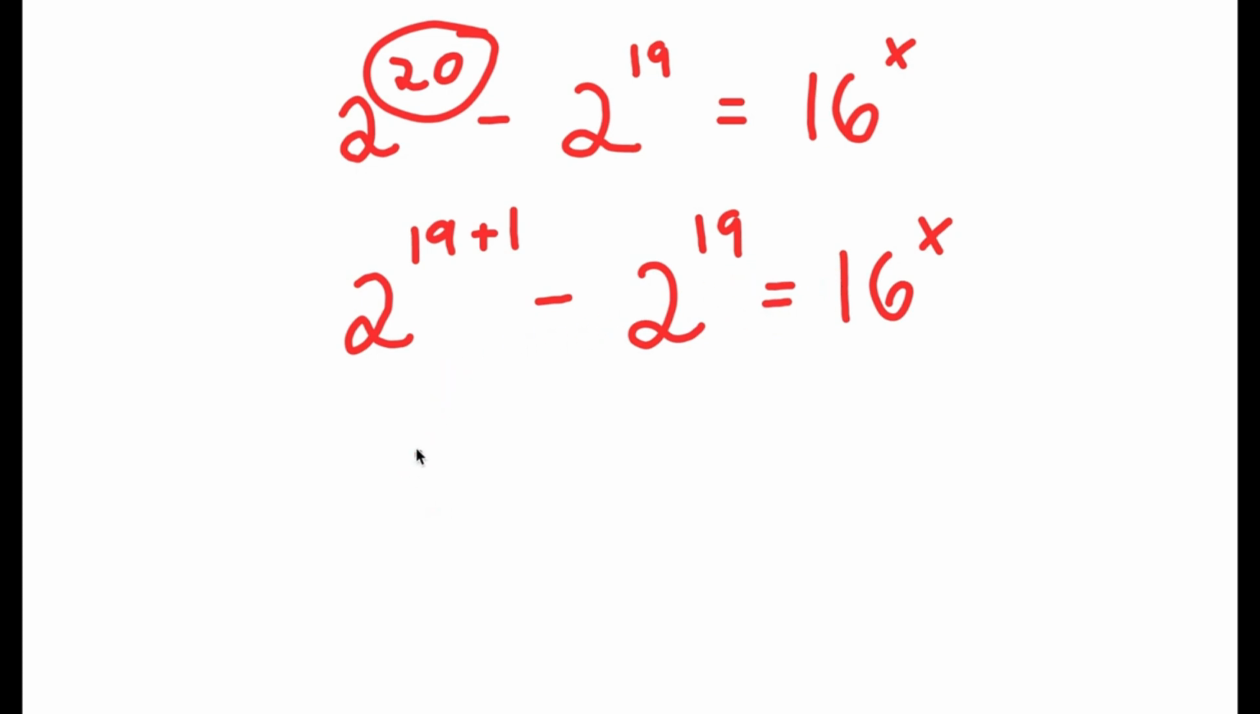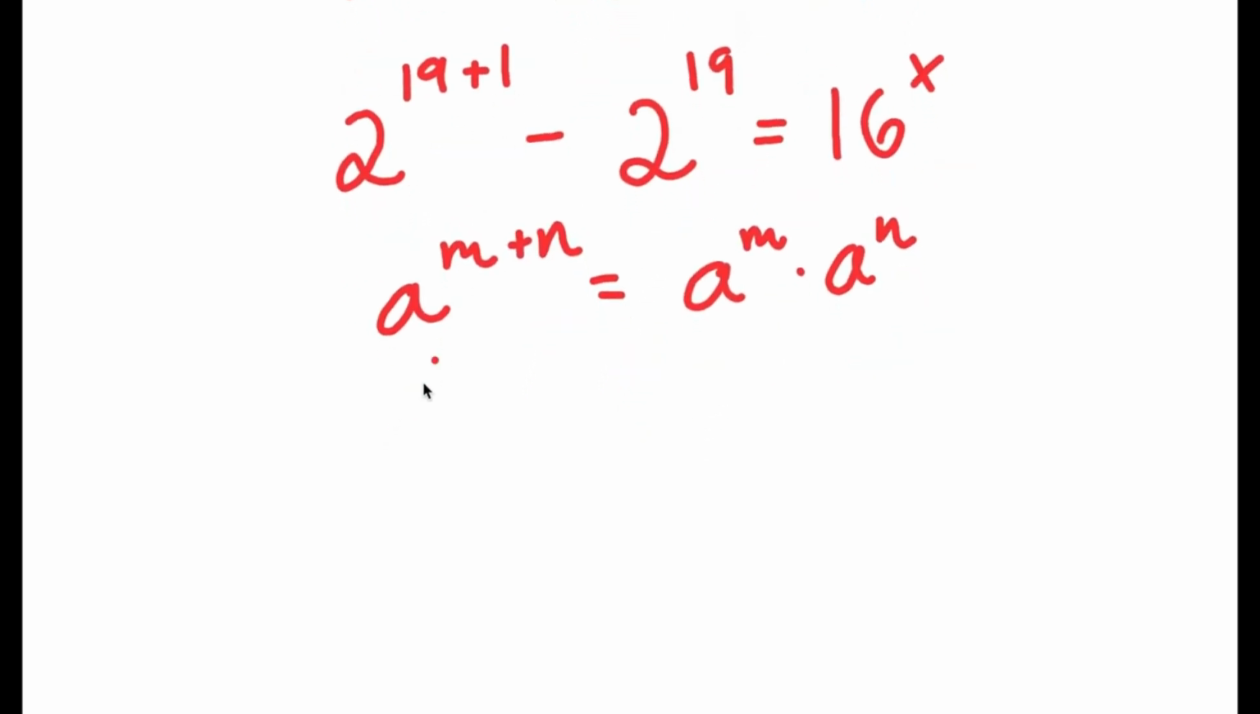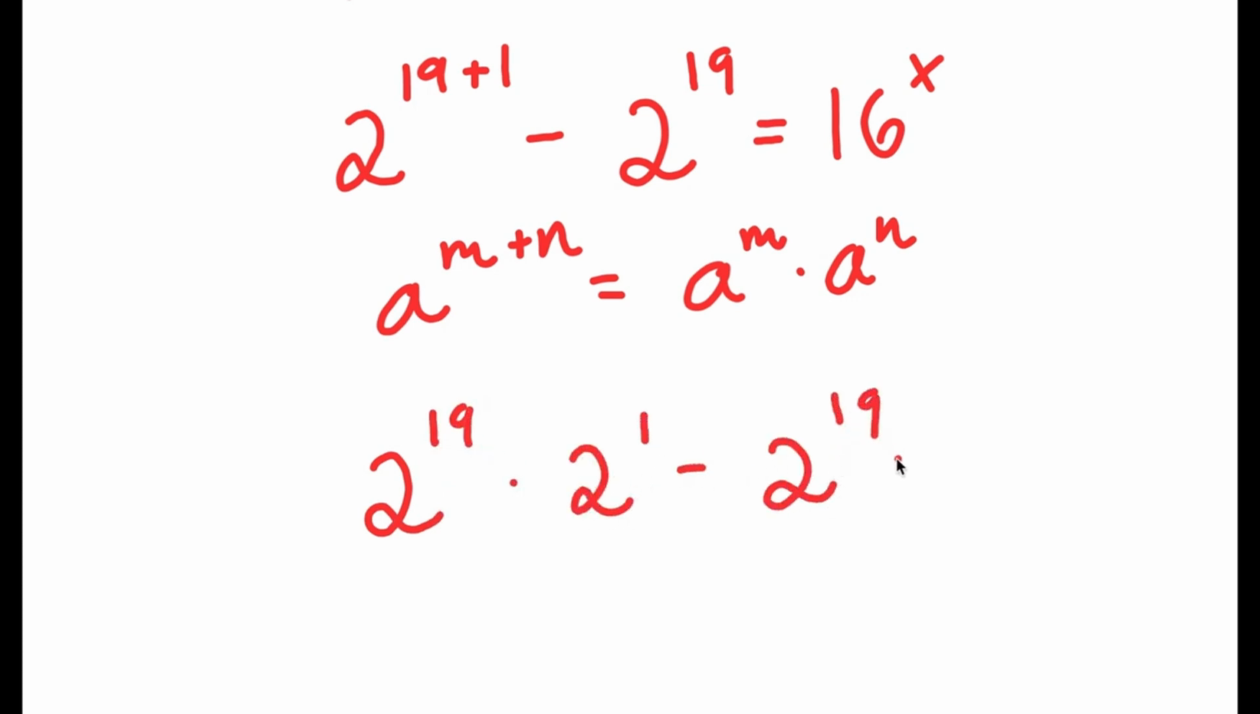Now, if I have something in the form a to the power of m plus n, this is equal to a to the power of m times a to the power of n. So in this case, I have 2 to the power of 19 plus 1, and this is going to equal 2 to the power of 19 times 2 to the power of 1. Now I have this minus 2 to the power of 19 is equal to 16 to the power of x.